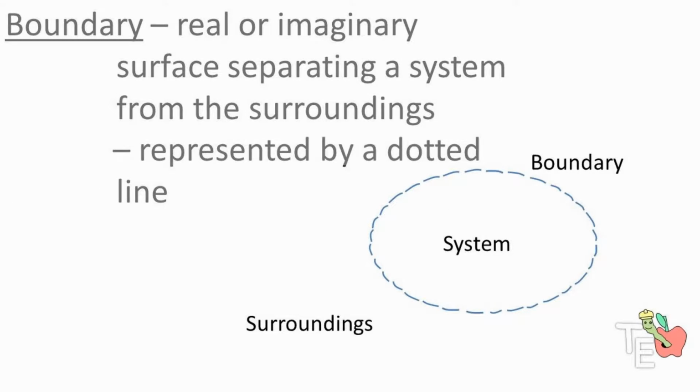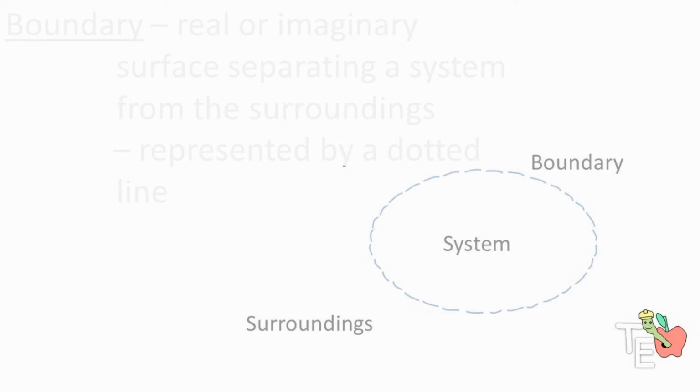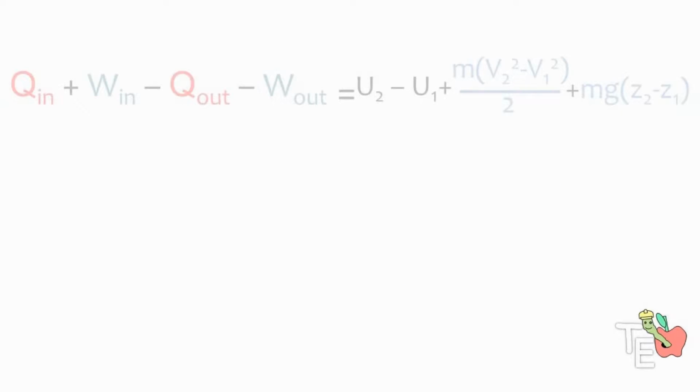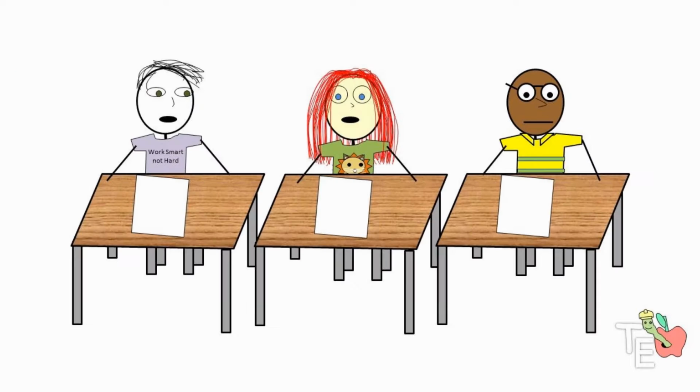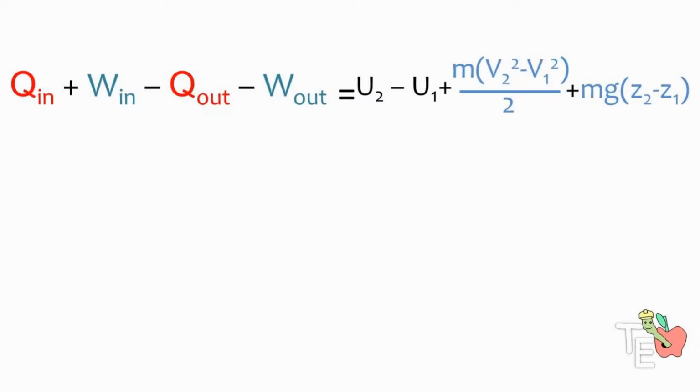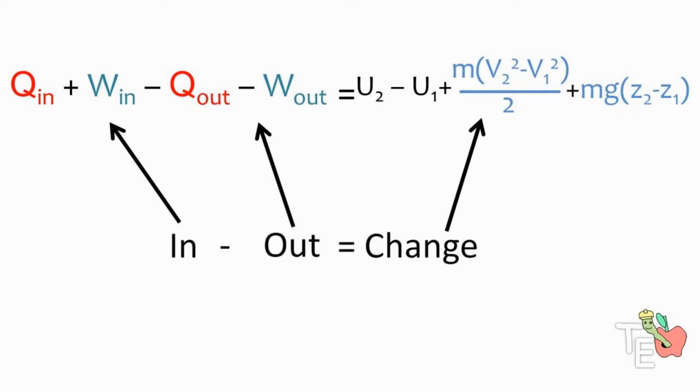Once again, let's look at the first law for closed systems. I really hope you are uncomfortable with the number of times I have repeated the following phrase. No, no, please, not again. In minus out equals change.